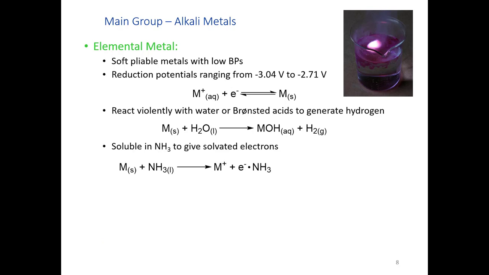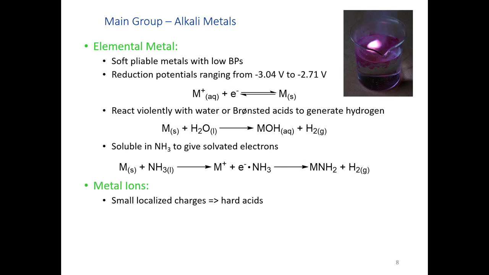They are also reducing enough that when they're dissolved in ammonia, they will freely release an electron without an external oxidant. This forms really neat blue solutions where you have solvated electrons, and these solutions will slowly decompose over time to give amides as well as hydrogen gas. So this really shows you how reducing the alkali metals are.